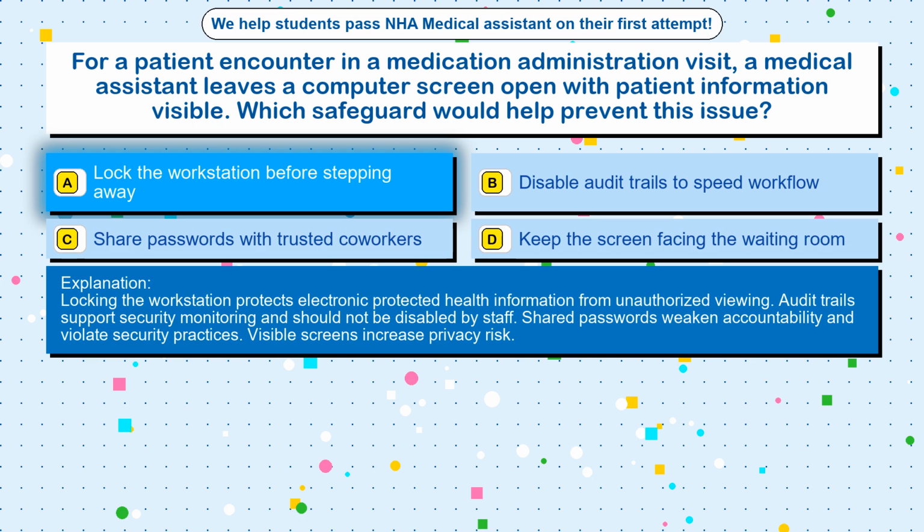Locking the workstation protects electronic protected health information from unauthorized viewing. Audit trails support security monitoring and should not be disabled by staff. Shared passwords weaken accountability and violate security practices. Visible screens increase privacy risk.